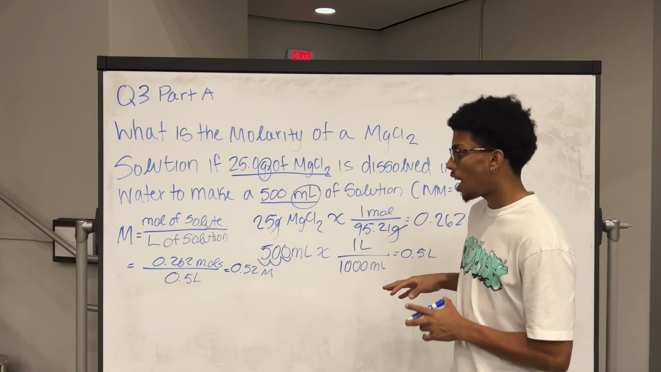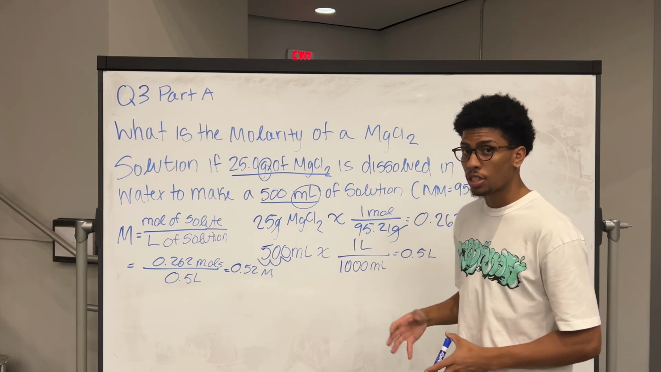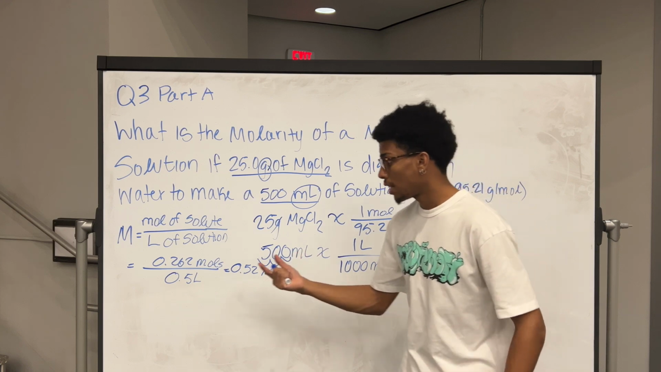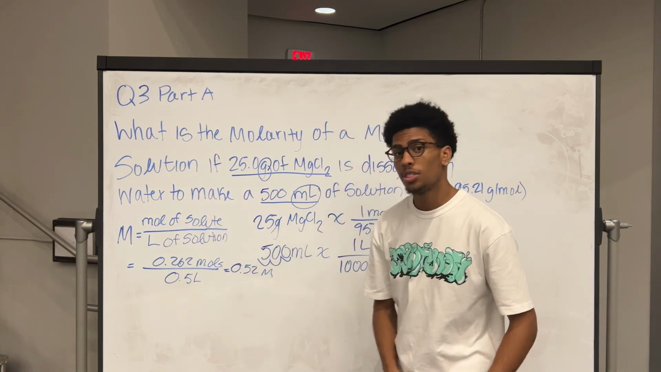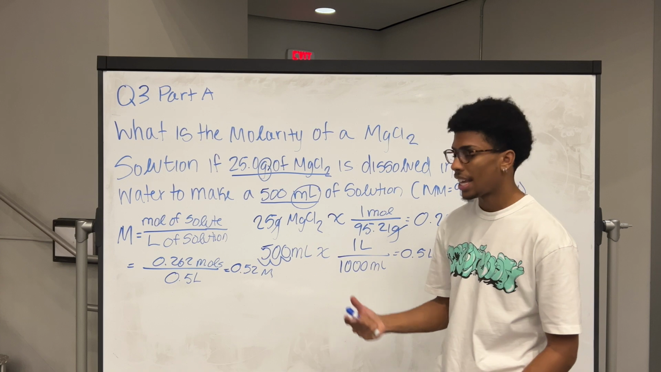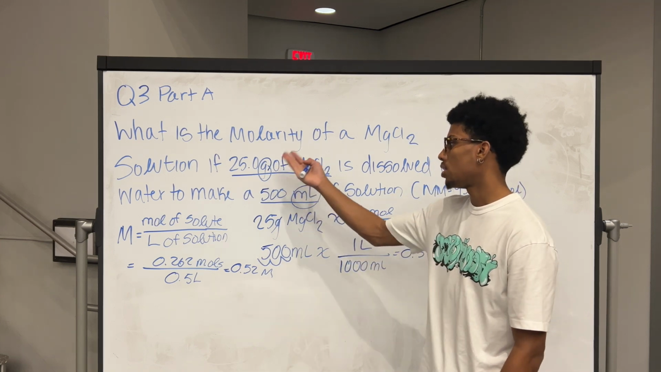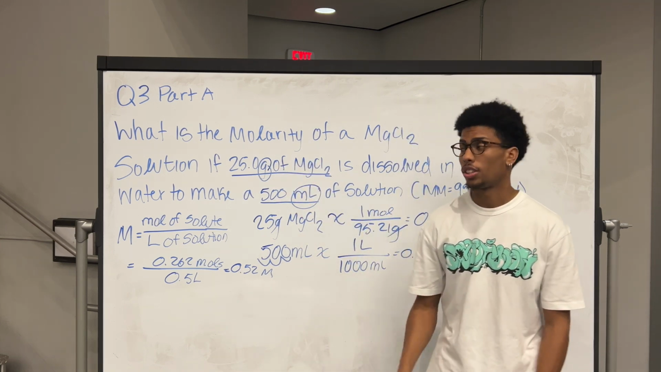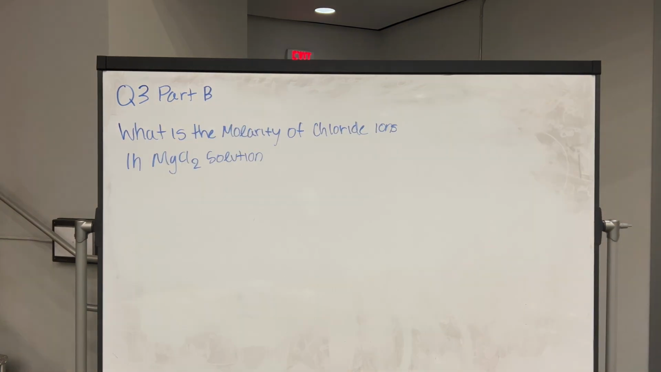Because this is testing not just your ability to get the correct answer, but your ability to understand. If you understand that molarity is in moles and liters, you'll never get the question wrong. But if you don't understand that and you're just working like a robot, you're going to end up just dividing 25 by 500. So that's how you solve question 3, part A.